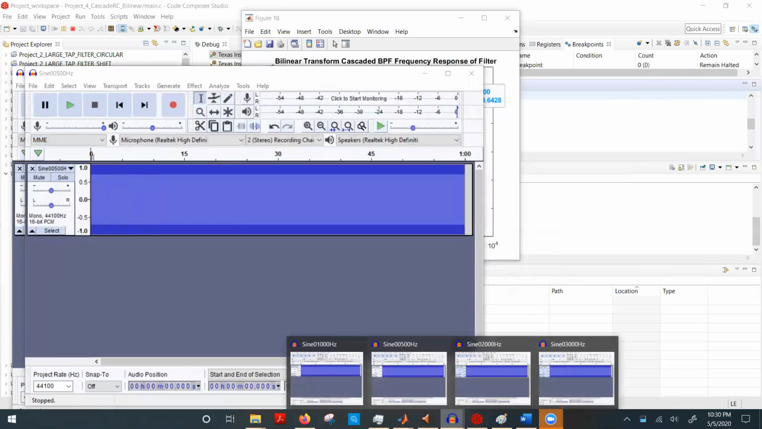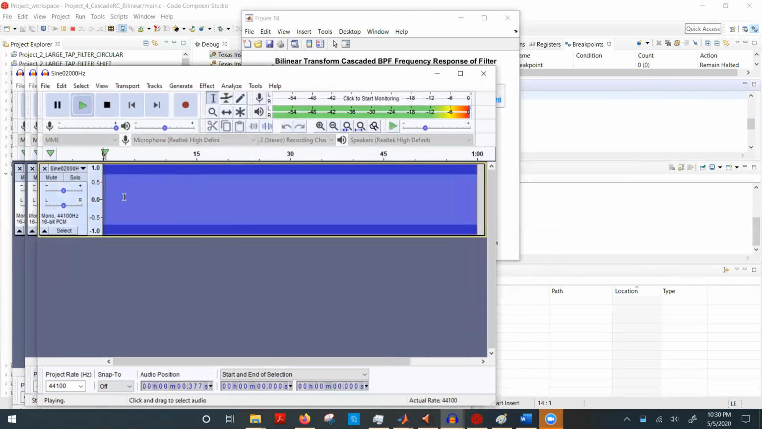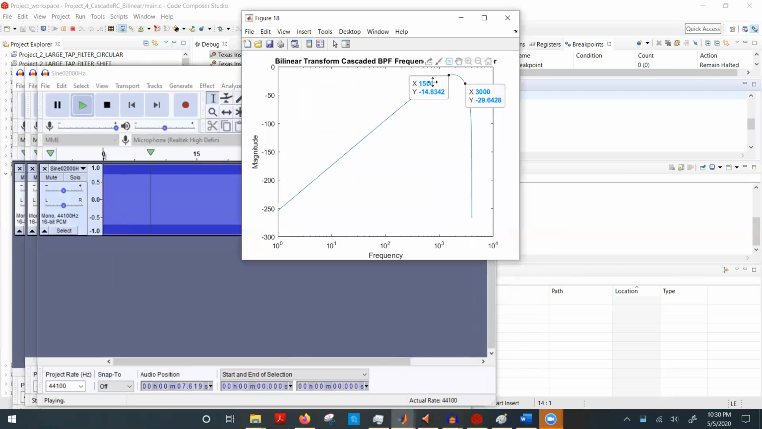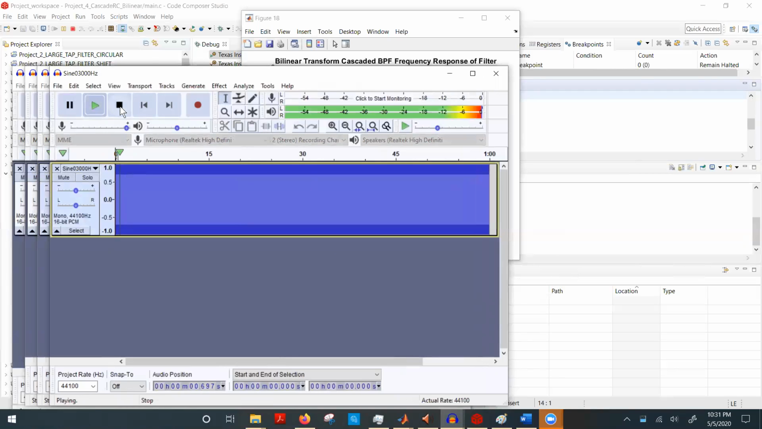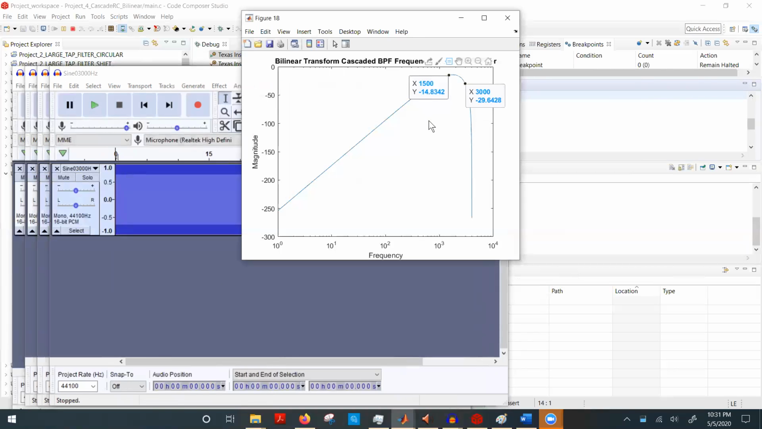At 2000 it should be in the passband, so this one should come out fairly loud. Yeah, it's fairly loud. Still slightly attenuated because, like I said earlier, since our passband is so narrow and the intersection between our low pass and high pass is so small, we will never reach a gain of 0 dB. We can never be well within the passband of both filters. I can run the 3000 signal, but this one should be slightly attenuated because we're now reaching the cutoff frequency of the low pass filter on this end.